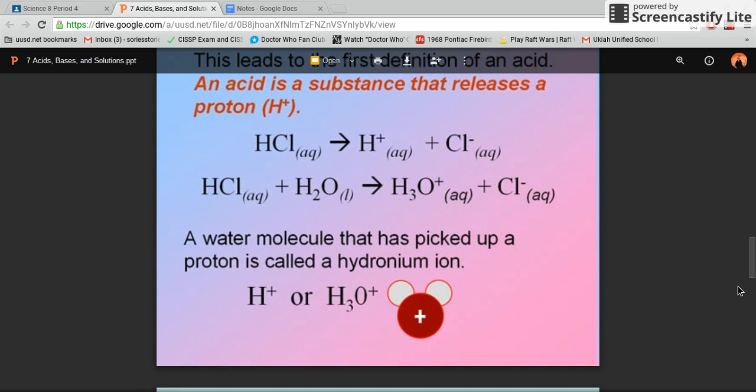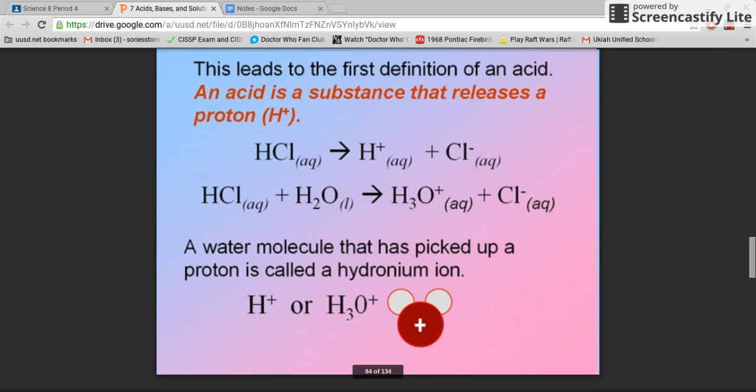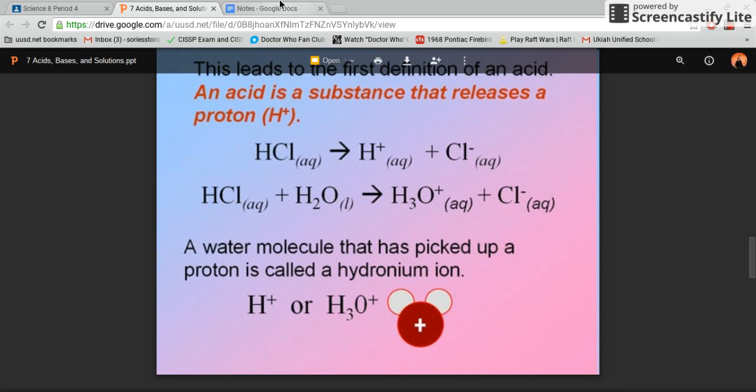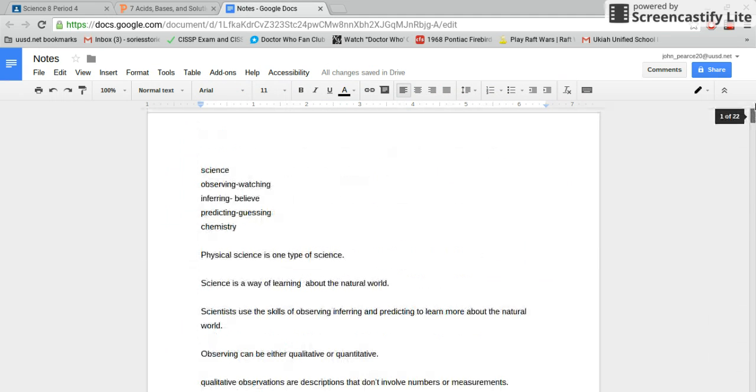with certain metals to produce hydrogen gas. Acids can be described as corrosive, meaning that they wear away other metals or other materials. Those are all true or false or fill in the blank questions, along with a multiple choice question about is it sour or is it bitter.